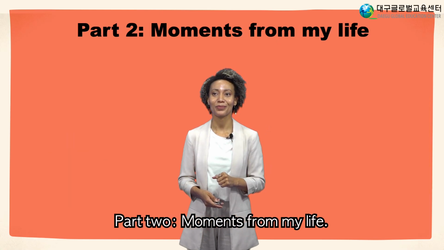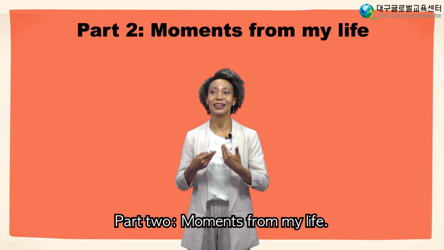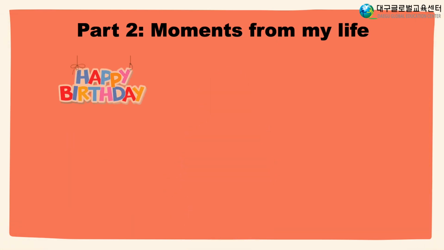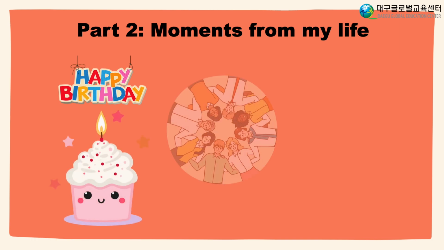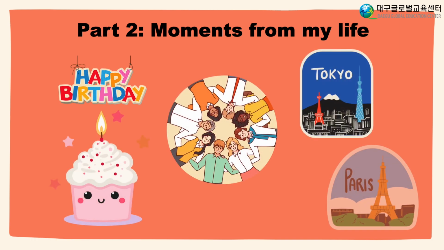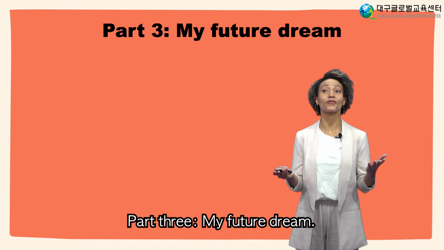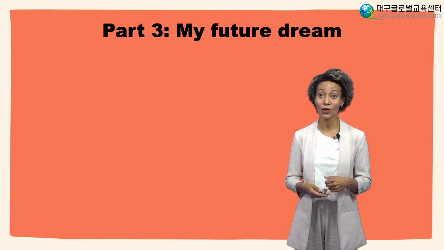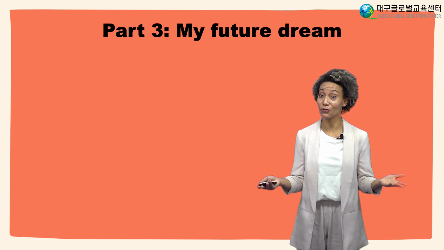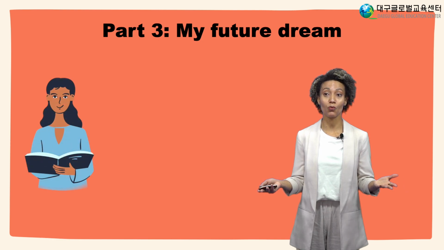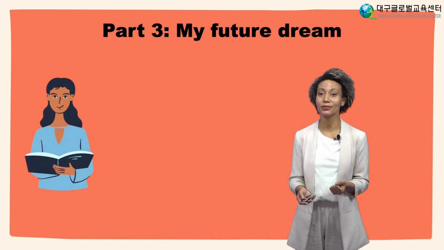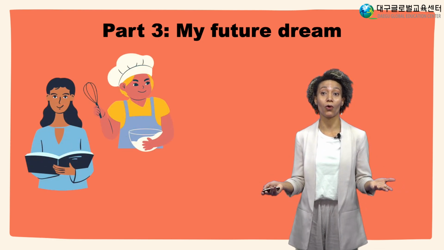Part 2. Moments from my life. These are events, people, and places that are important to you. Think about the moments that have helped you grow. Part 3. My future dream. What do you hope to do in the future? Do you want to become a teacher, a chef, or a doctor?